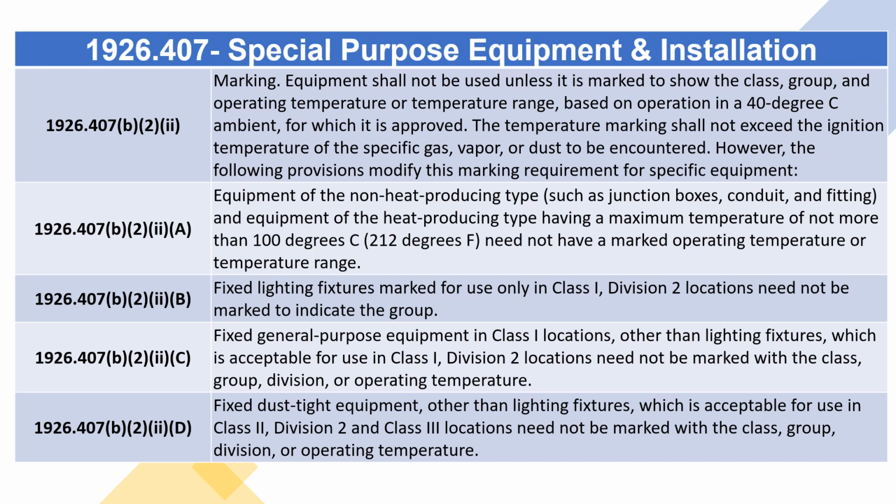1926.407 B2 C. Fixed general purpose equipment in Class 1 locations, other than lighting fixtures, which is acceptable for use in Class 1, Division 2 locations need not be marked with the class, group, division, or operating temperature. 1926.407 B2 D. Fixed dust-tight equipment, other than lighting fixtures, which is acceptable for use in Class 2, Division 2, and Class 3 locations need not be marked with the class, group, division, or operating temperature.